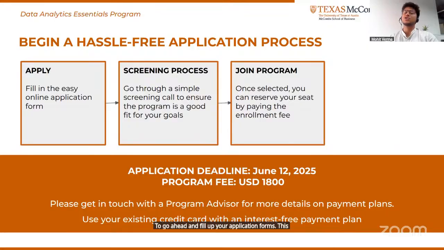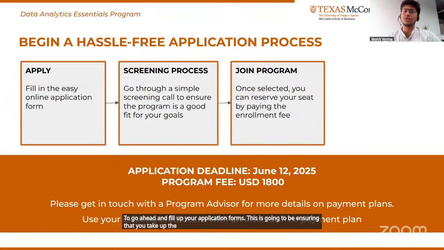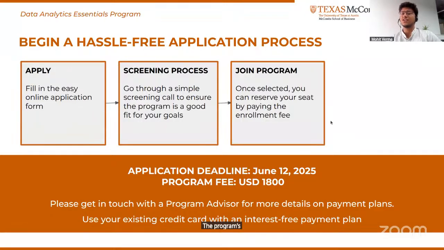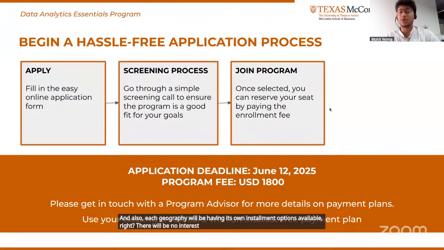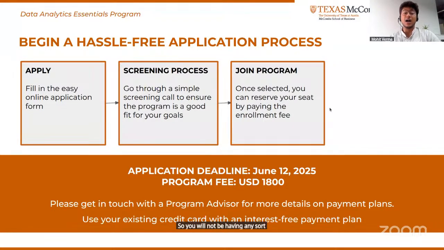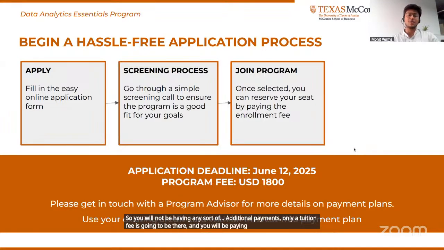This is going to ensure that you take up the program and start the process of admission. The program's cohort date will be given to you by your program advisor. Also, each geography will have its own installment options available. There will be no interest because this is an official program from the university. So you will not have any additional payments. Only a tuition fee will be there, and you will pay it in installments depending upon the geography.